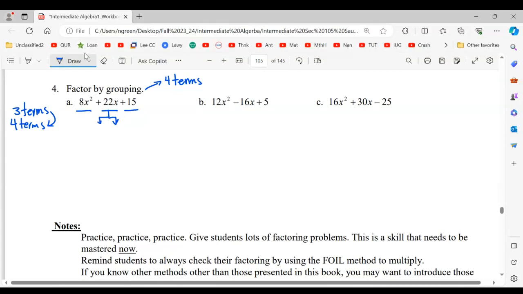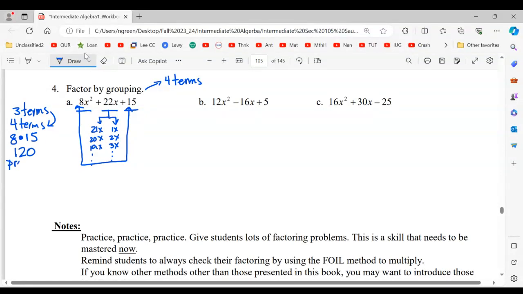But how can I split it? It could be 21x and 1x, or it could be 20x and 2x, or it could be 19x and 3x, and so on. But I need a precise, correct number. In order to get this correct number, we have to multiply 8 times 15. If you multiply 8 times 15, how much does this give you? 120.